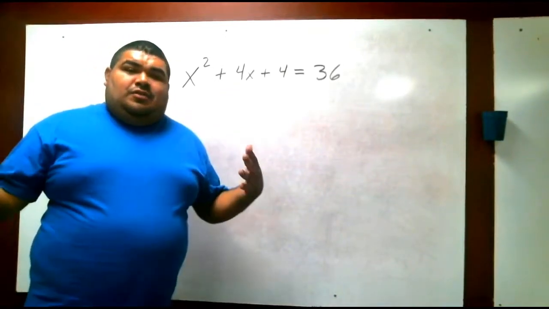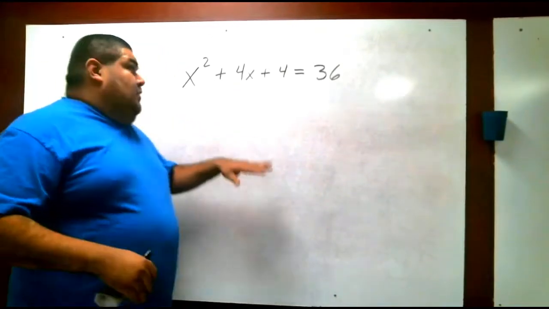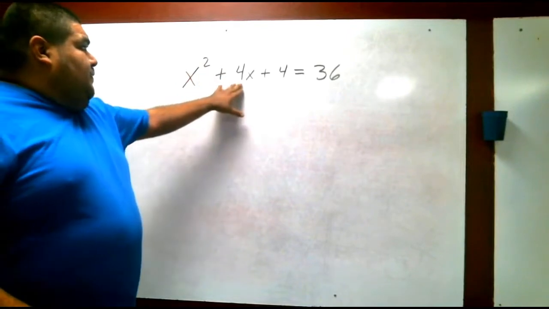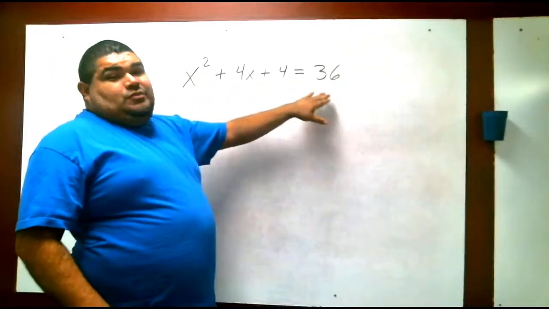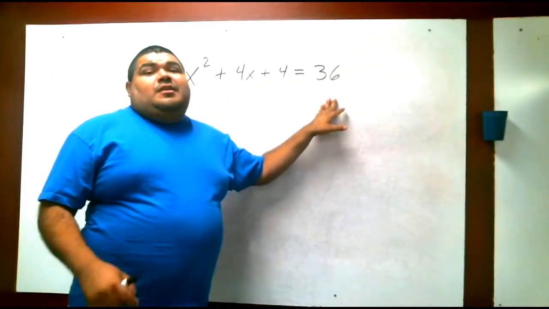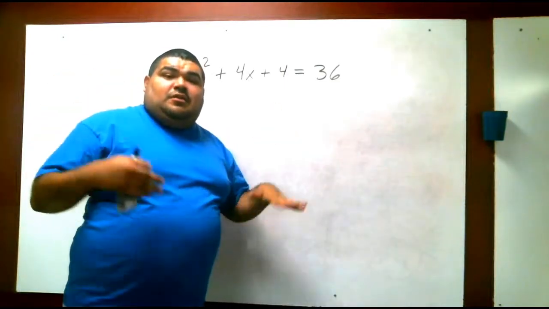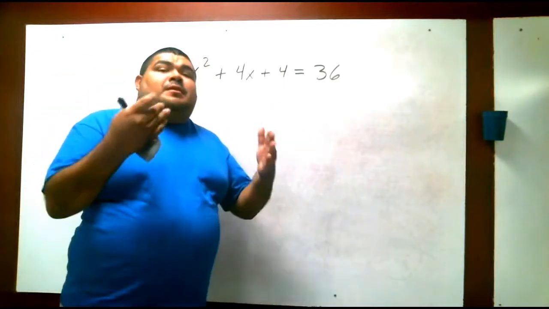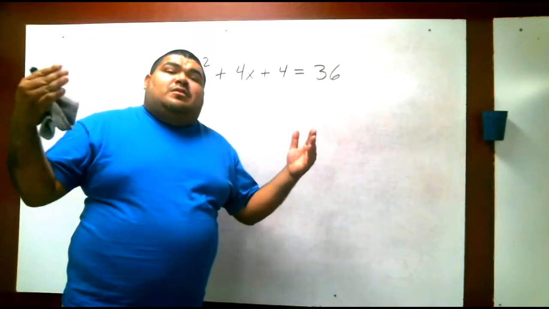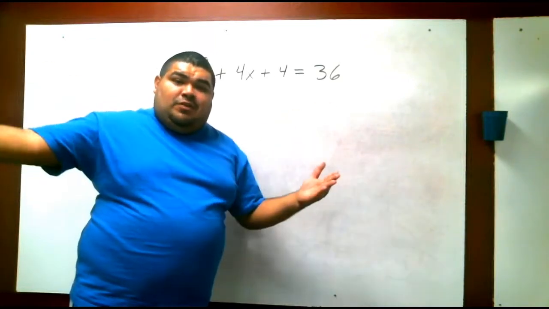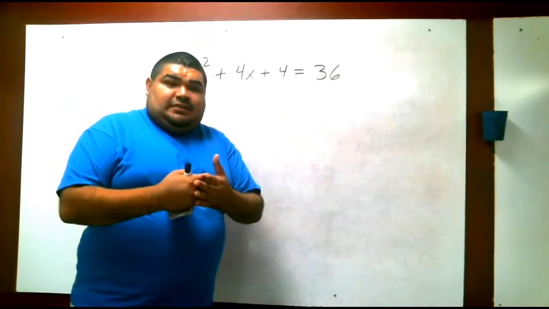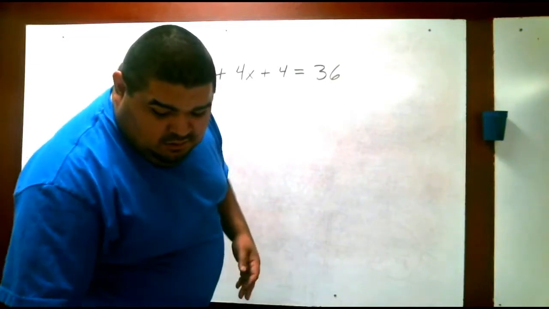Here's your assignment. You have x squared plus 4x plus 4 equals 36. Remember you have to break it down into 2 numbers that give you the same number. Once you have the square, you have to solve, making one positive and one negative. Solve for x's. There's one more.